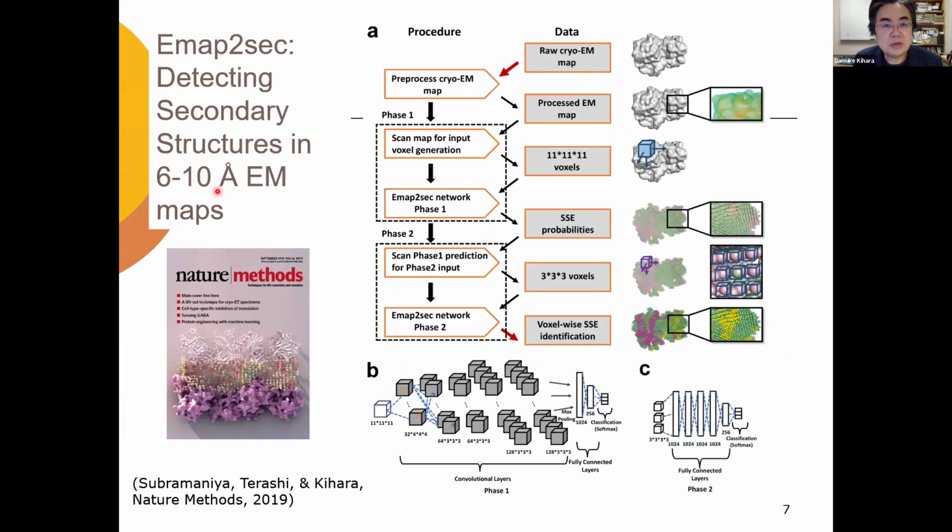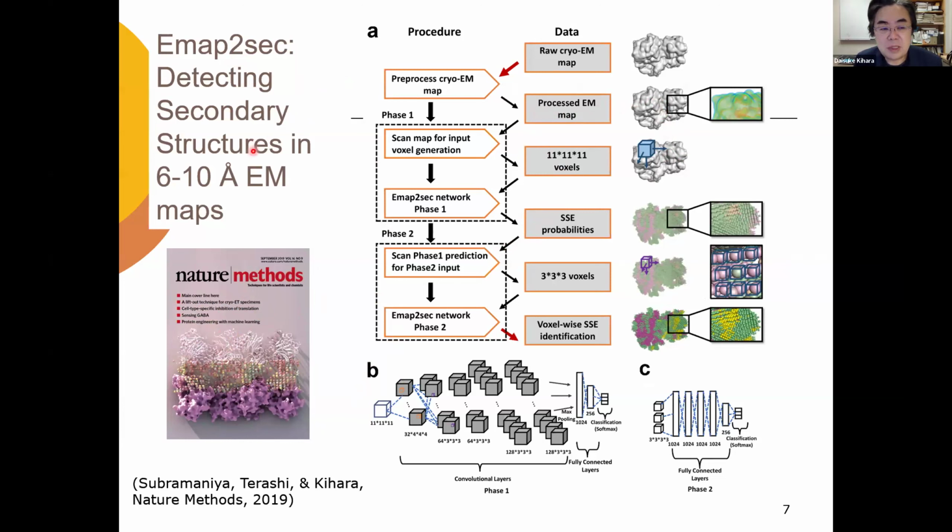Okay, at this resolution, if you apply the method we developed called EMAP2SEC, which was featured in the cover image of Nature Methods at that time, it applies deep learning. It's an AI-based image processing method to identify the secondary structures.